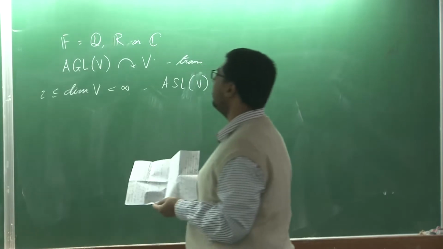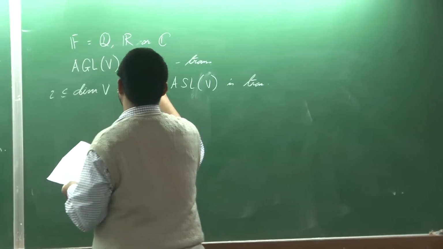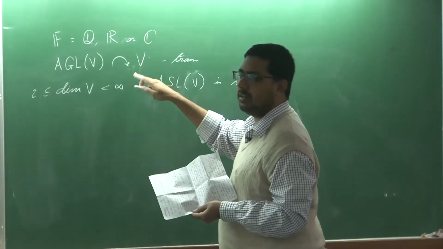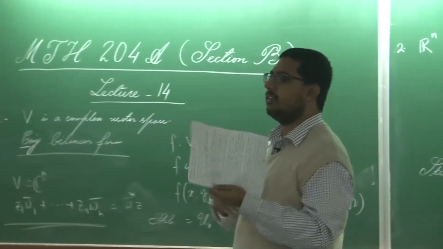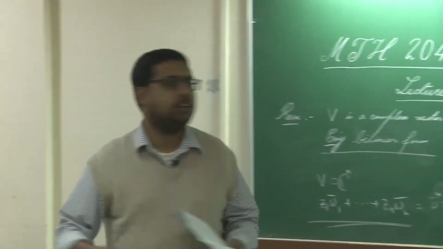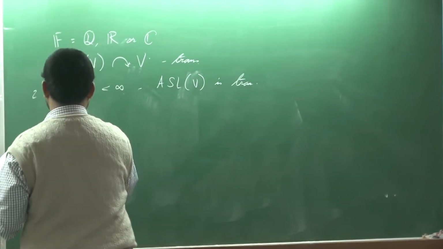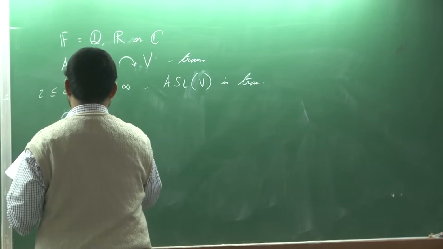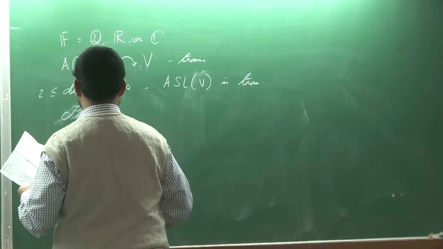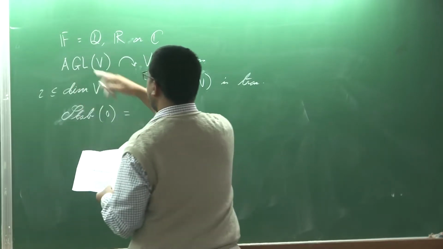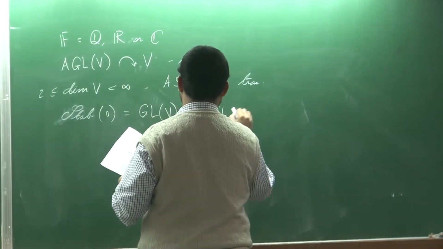Then in these transitive actions, what are the stabilizers? So what is the stabilizer of the origin 0? Of course, if it is stabilized, then the transformation is not allowed to translate. Therefore, the stabilizer of the origin, in the first case it is simply GLV, and in the second case it is simply SLV. Okay.